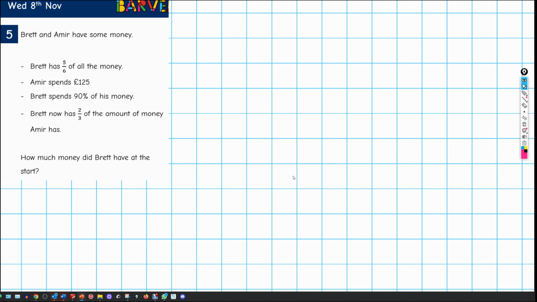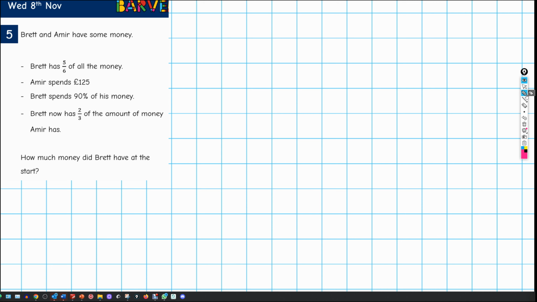Okay, here is a very neat little bar model question. Brett and Amir have some money. Brett has 5/6 of all the money. Amir spends £125. Brett spends 90% of his money. Brett now has two-thirds of the amount of money that Amir has. And we are asked, how much money did Brett have at the start?